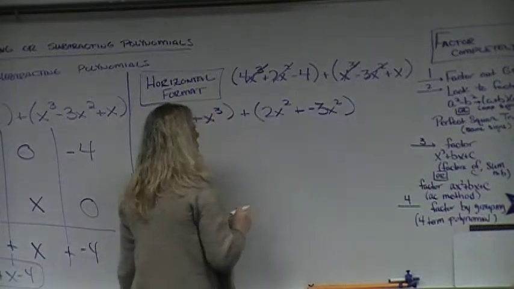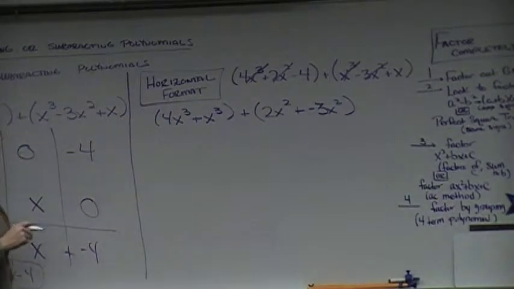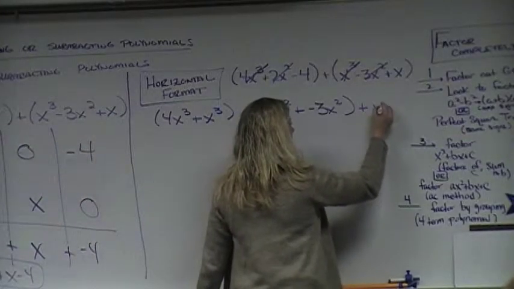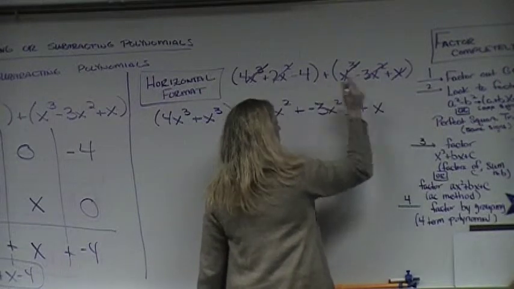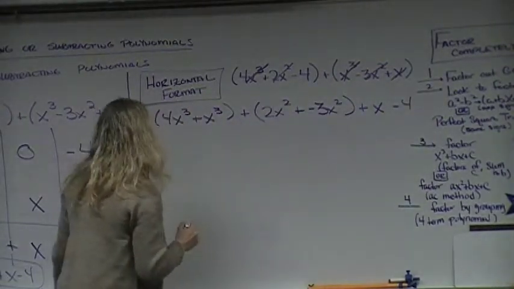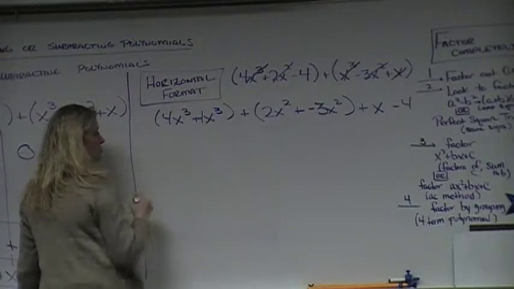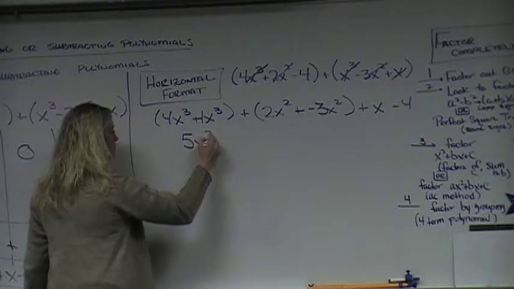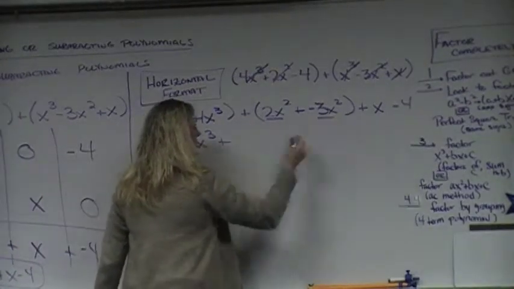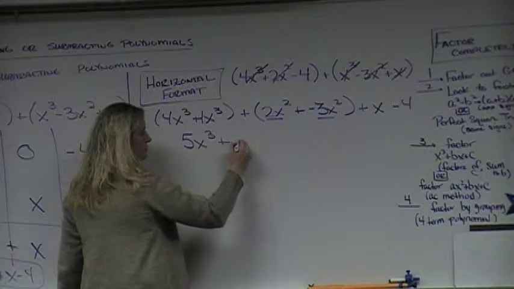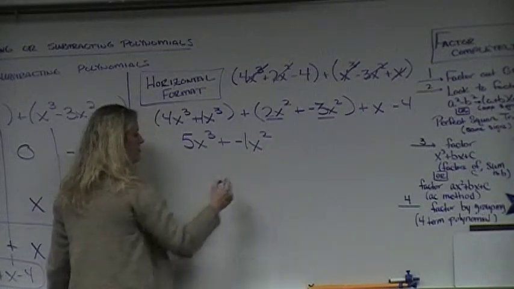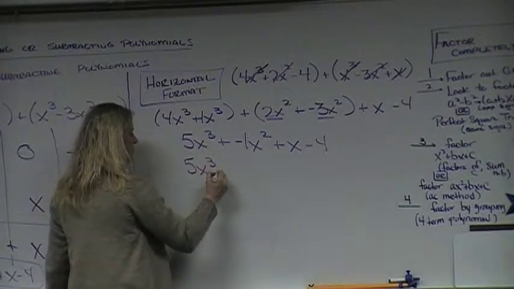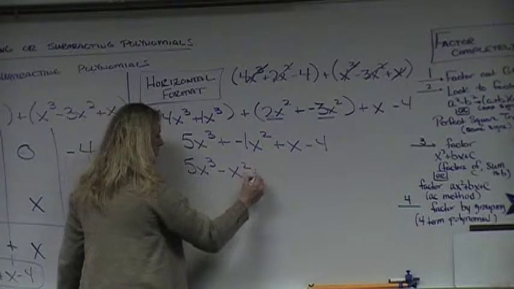And then, what do you notice will be coming next? When I put the negative 4 next or the x next? The x, because I have to go highest degree to lowest degree. So plus x. And lastly, minus 4. So watch. What's 4x cubed plus 1x cubed? 5x cubed, right? Plus, what's 2x squared plus a negative 3x squared? Negative x squared, negative 1x squared, yep. Plus x minus 4.